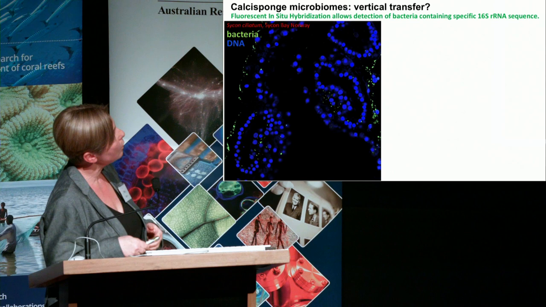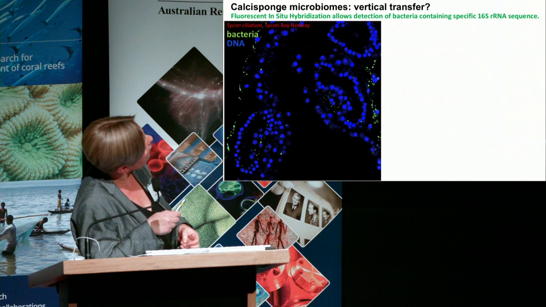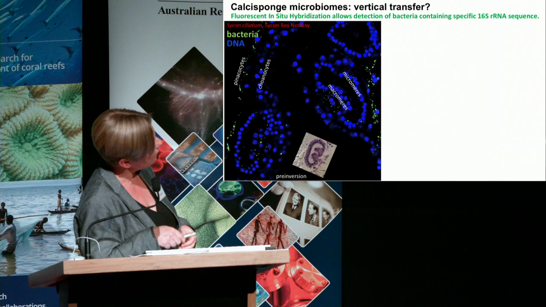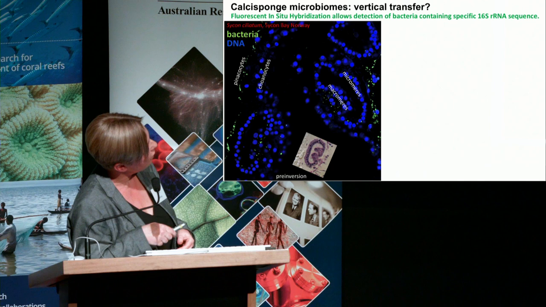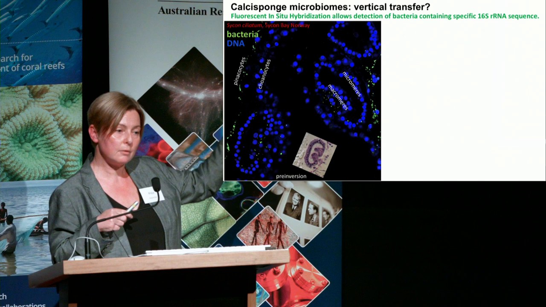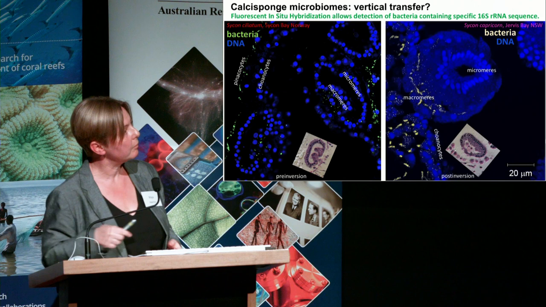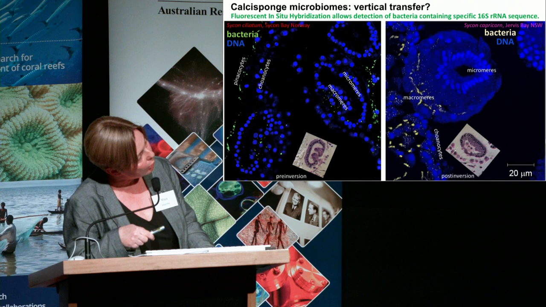So this is, I think, a rather pleasing picture that is showing you a section of Sycon ciliatum. It's a pre-inversion stage. So this is an embryo like that. You have macromeres here, and you have micromeres here, and all the green dots are bacteria. What I would like you to notice is that there are bacteria on the outside, in the pinacocytes, on the surface of the sponge, but there are also bacteria inside of the embryo that have passed there through the mother. And what is more, if we are looking at Sycon capricorn in a slightly later post-inversion stage, we are also seeing all those bacteria entering the embryo, so they are really transferred by the mother.